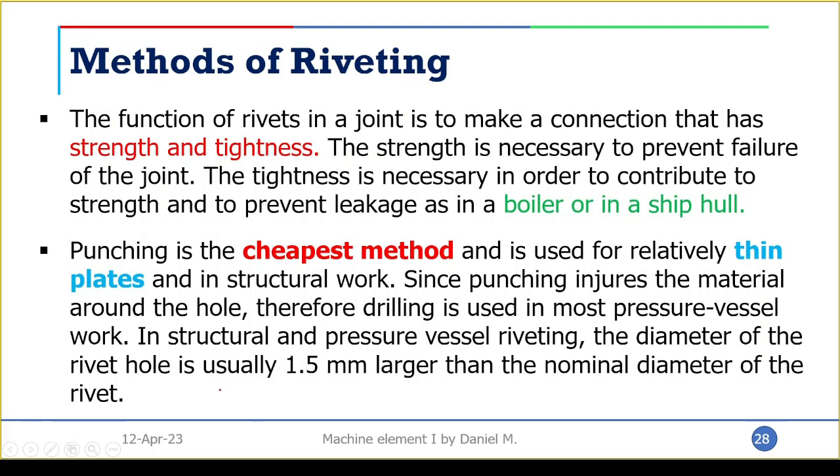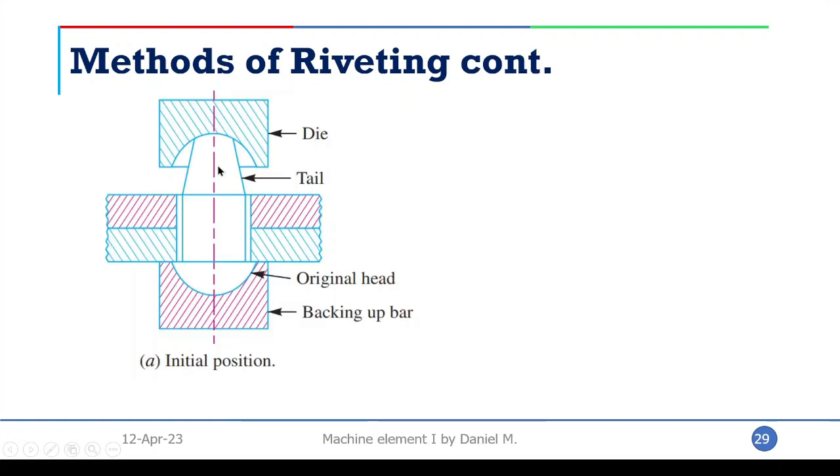So assume we have these two plates overlapping over one another. So first we make the place for the rivet. So this place for the rivet is larger than the diameter of the rivet itself, like that. And the diameter of this hole is 1.5 millimeter larger than the diameter of this rivet. This is a typical rivet which is ready for the operation, ready to be joined.